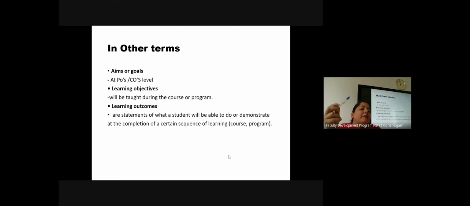Many of you may already be writing learning outcomes for your courses. Whenever we write a learning outcome, we always write in terms of what my student will be able to do after the completion of this particular unit or this particular topic. So the learning objective is as per the intention of the teacher, while the learning outcome is for student performance. Learning outcomes are statements of what a student will be able to do or demonstrate at the completion of a certain sequence of the learning course or program.